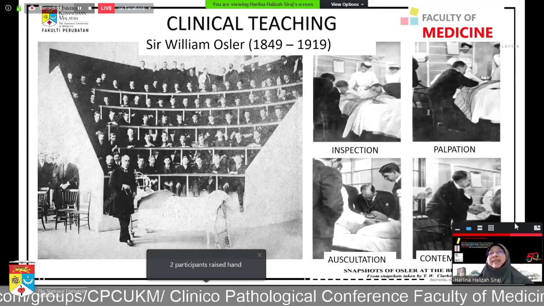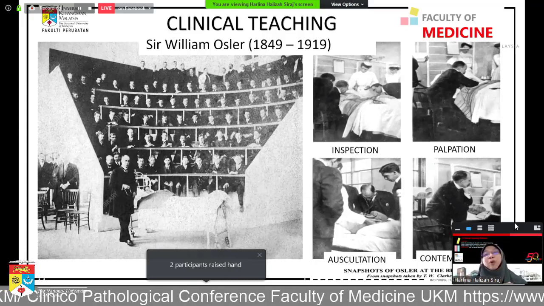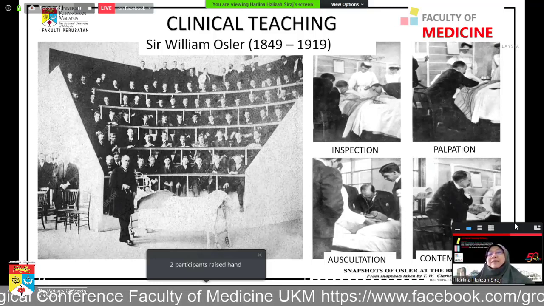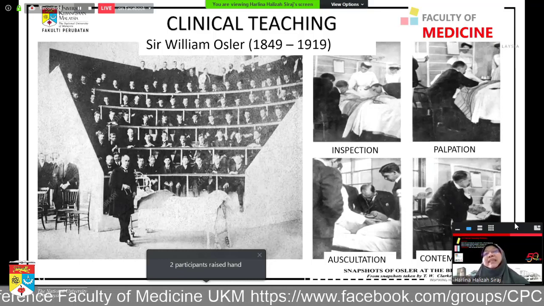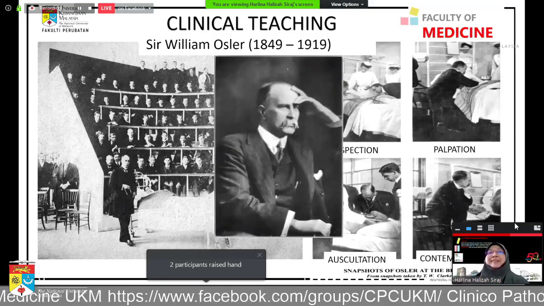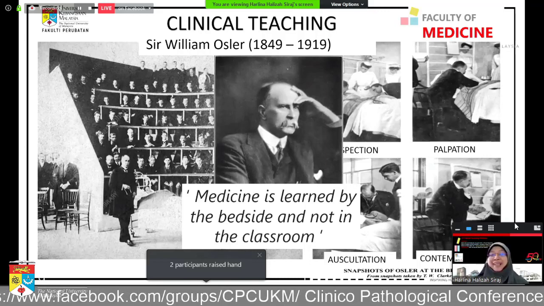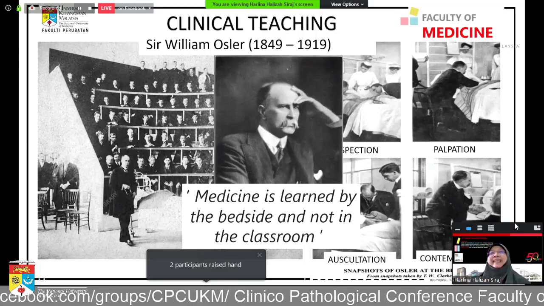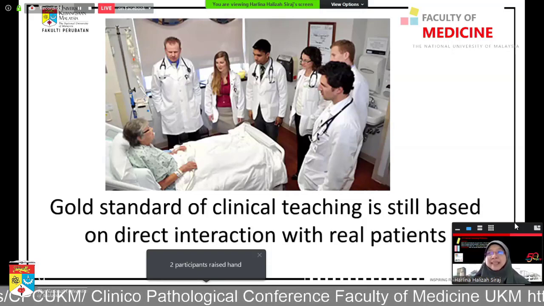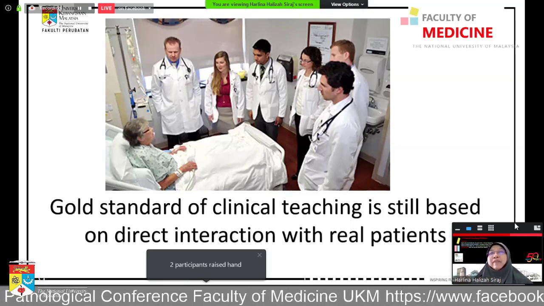But when he was in John Hopkins, he started to bring the student out and went to the clinic and the wards, and starting this, what we know as our routines in clinical teaching, inspection, and then of course palpation, auscultation, and contemplation. So he actually said finally that medicine is learned by the bedside and not in the classroom. Okay, so basically this has been the forefront, or more or less the gold standard of clinical teaching. That is still having your student to be immersed in the clinical setup, the direct interaction with real patient.